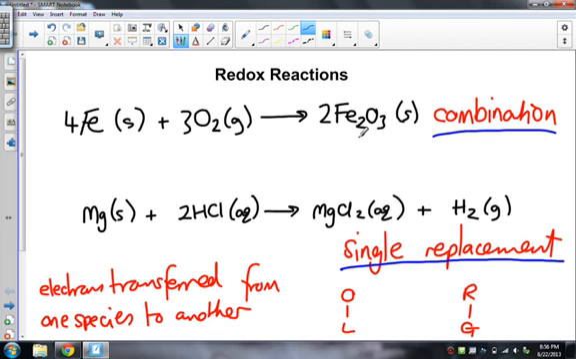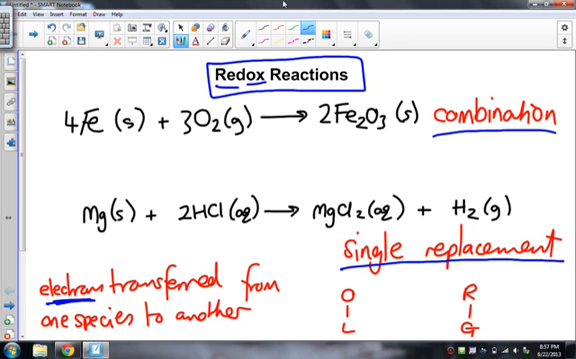However, these and actually a whole bunch of others can all be classified together under one particular umbrella, and that is the umbrella of redox reactions. Redox, of course, is short for reduction and oxidation. Reactions where electrons are transferred from one species to another. Something gets oxidized, something gets reduced. It's all about the electrons, all right?